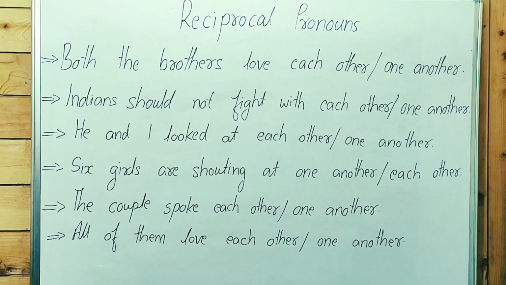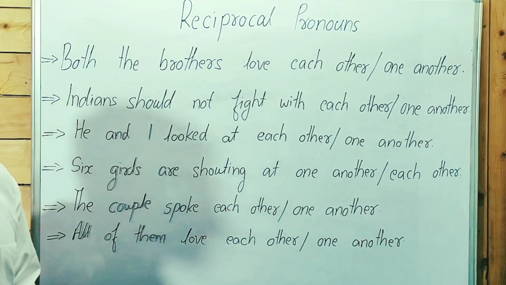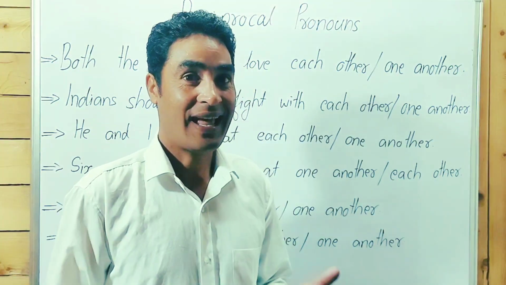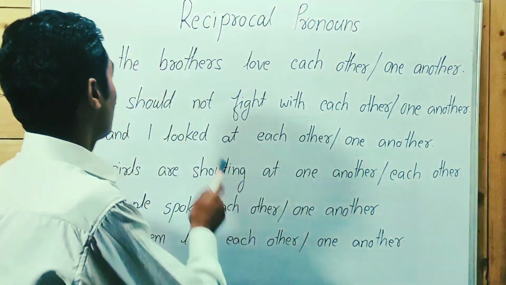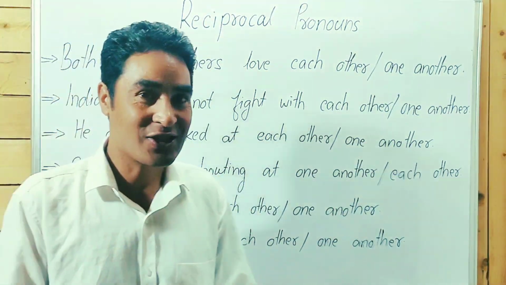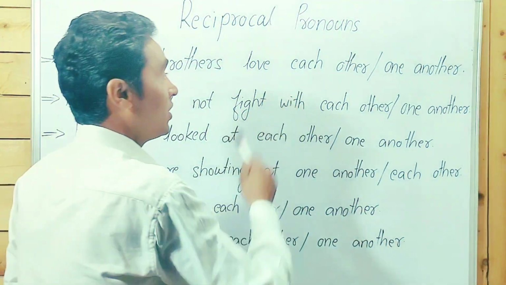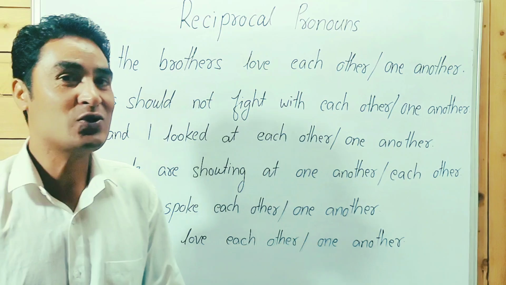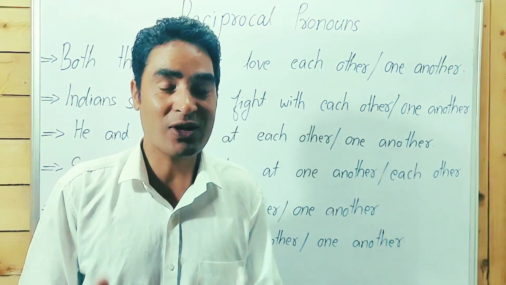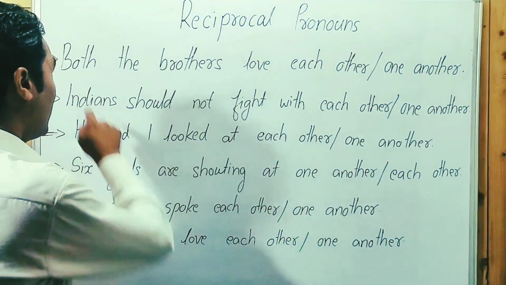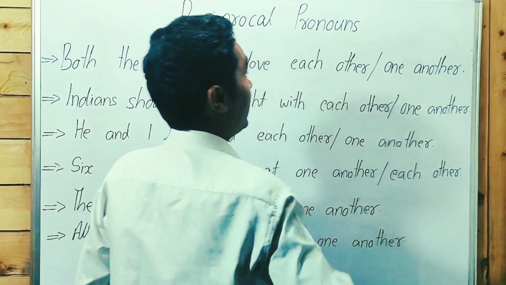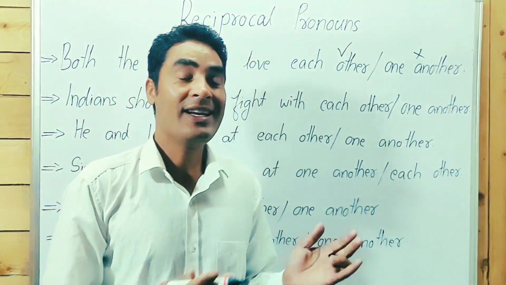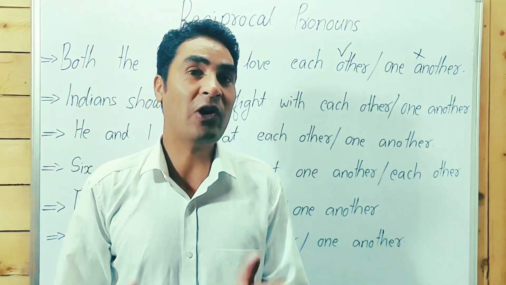Here are some examples. Both the brothers love each other or one another. Both, as you know, stands for two. So here for two, we use each other. Each other stands for two people or things. So here, both the brothers love each other will be the correct answer, not one another. One another is used for more than two people or things.